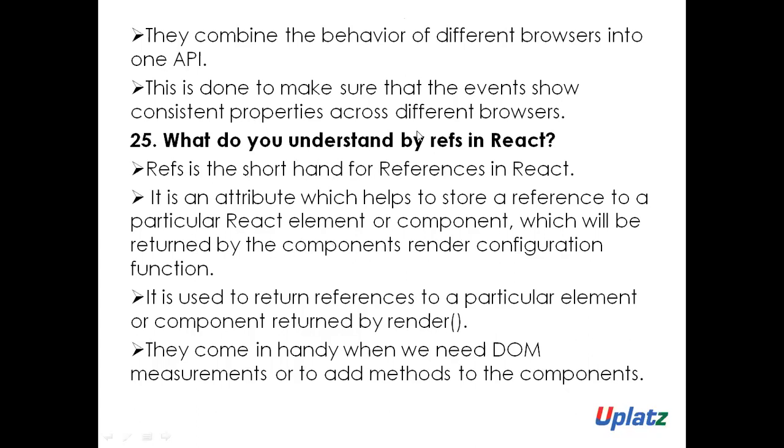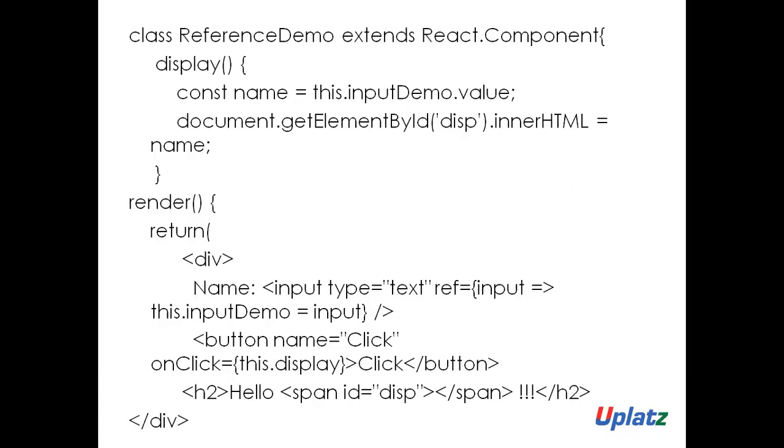What do you understand by refs in React? Refs is shorthand for references in React. It is an attribute which helps to store a reference to a particular React element or component, which will be returned by the component's render configuration. It is used to return references to a particular element returned by render. They come in handy when we need DOM measurements or to add methods to a component.